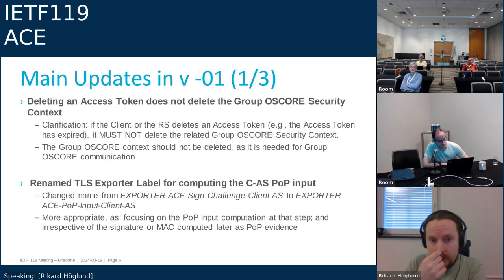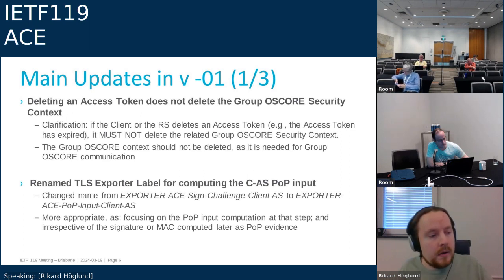We did some renaming of the TLS exporter label for computing proof of possession input that the client provides to the AS. And we have changed the name here to exporter ace pop input client AS, because that's more appropriate as it's focusing on the actual proof of possession input computation. And it's irrespective if you actually use signatures or MAC to compute the POP evidence that the client provides to the AS. And whether you use signatures or MAC is dependent on the particular configuration of your Group OSCORE context. And that comes back to the point that we support both the group mode and the pairwise mode of the Group OSCORE protocol. So next slide, please.